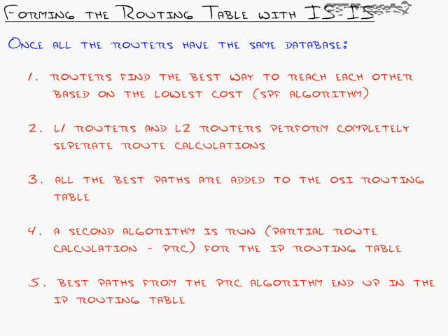The only time the SPF algorithm has to run again is if a full router either goes down or comes up, because that affects the OSI routing table. That's when SPF has to run again because there's now a gaping hole in the network. Hopefully you don't have too many router failures, but IP networks coming up and down, it can handle those all day. Once the PRC algorithm runs, the best path from that algorithm ends up in the IP routing table, and thus we have a fully generated table.